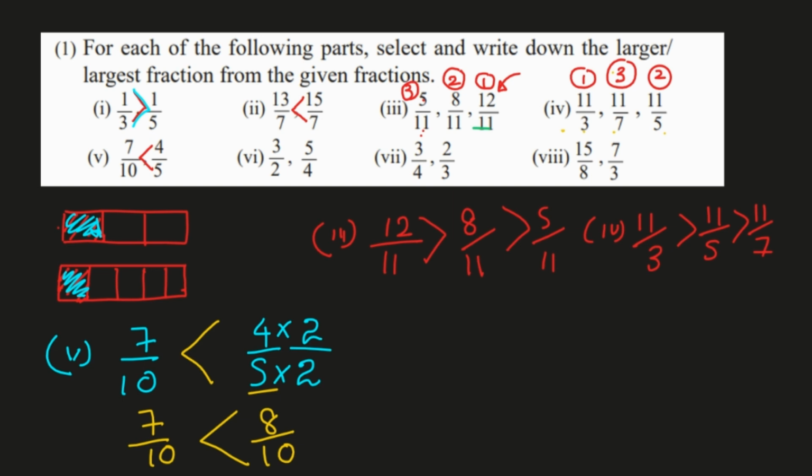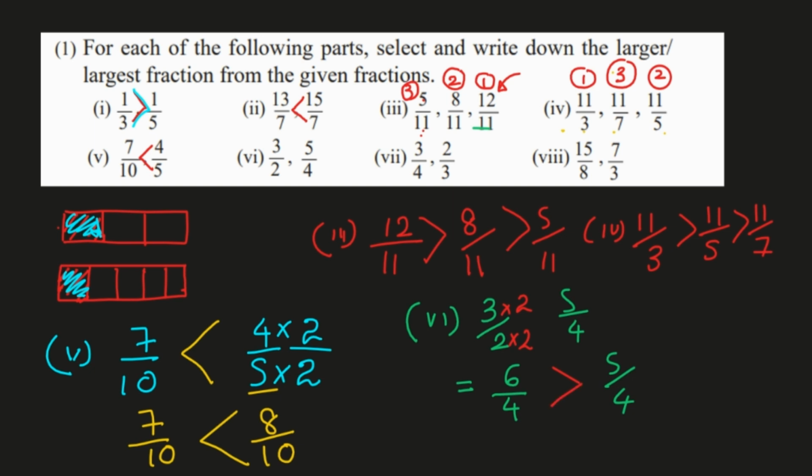Let's go to the next question. 3 upon 2 and 5 upon 4. Here, this one as well, really easy. Again, you don't need to find the LCM. You can simply convert 2 into 4 by multiplying it by 2. You multiply both the denominator and the numerator by 2. Then 3 into 2, it's 6. 2 into 2, it's 4. Then 5 upon 4. So you can see now that 6 upon 4 is greater than 5 upon 4.